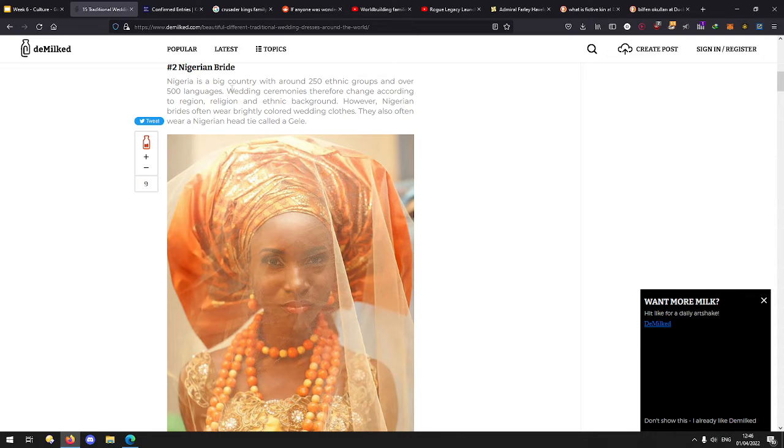Let's see, 250 ethnic groups and over 500 languages. It's a very diverse place. So they often wear brightly colored wedding clothes and a Nigerian head tie. Of course, hats are also important in lots of cultures, because as we spoke last week, our heads is basically how we perceive our position. We are the head in our minds because all our sensors are there, our brain is there. The operating center is the brain, and so the head is important.